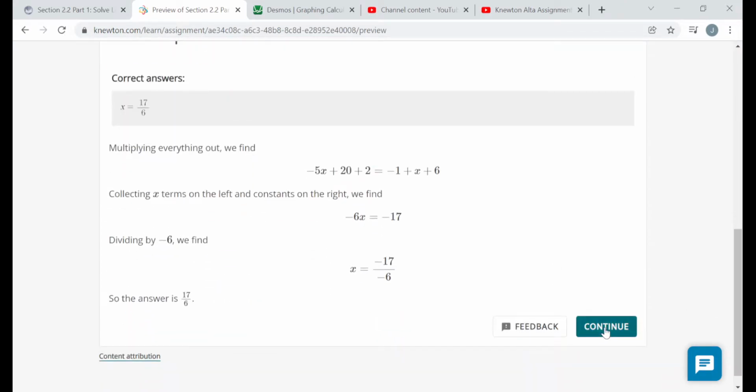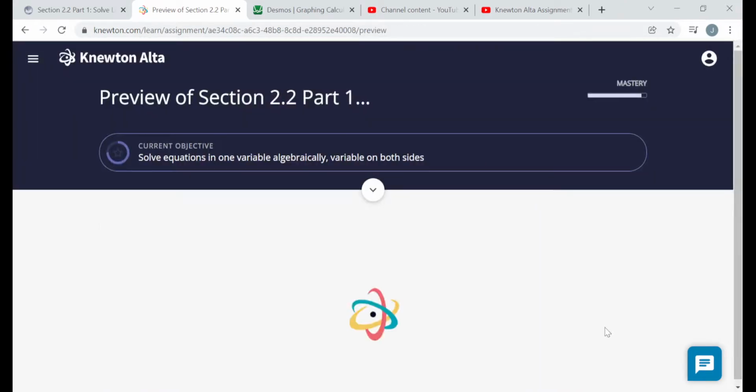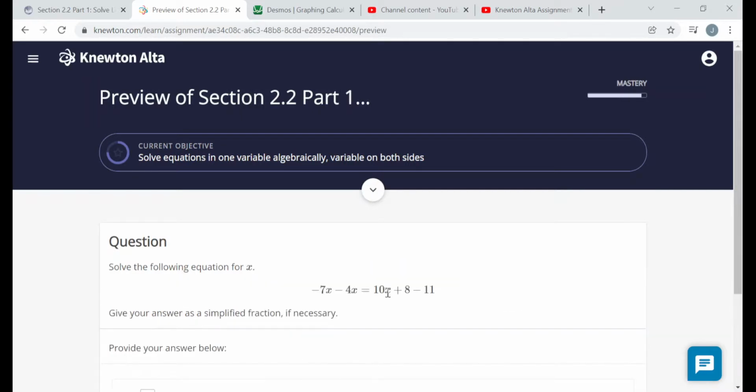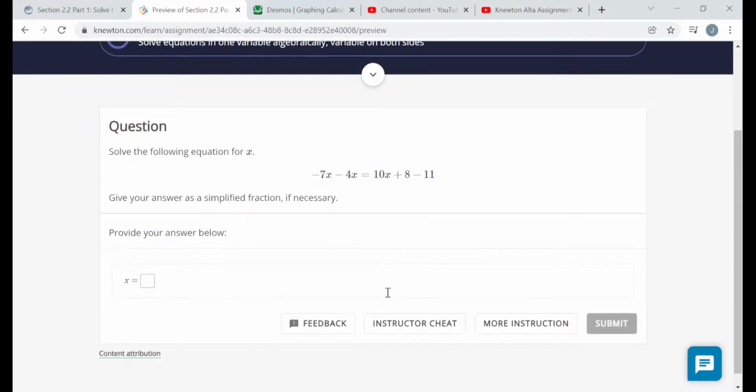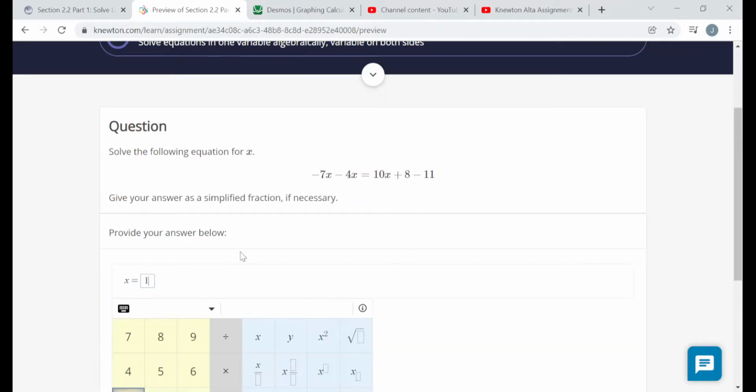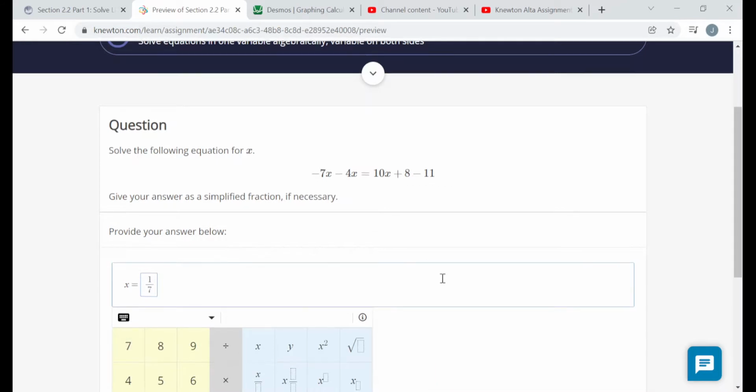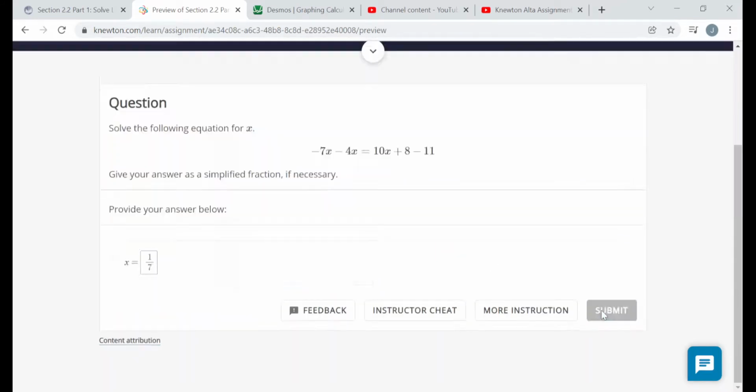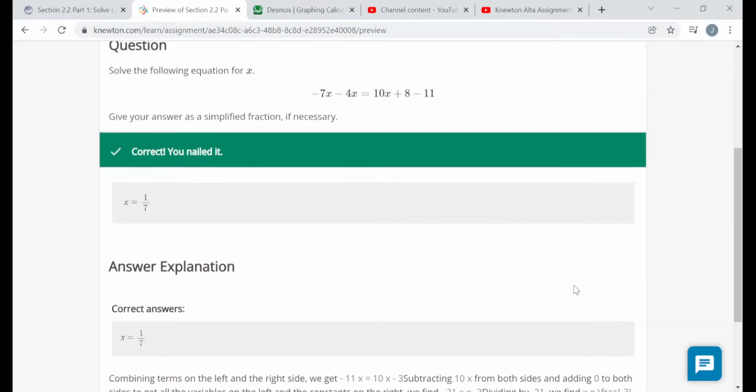Alright, I should have just one more. Alright, so again, now this one, I'm just going to say it. Alright, you have negative 11x. You subtract the 10x, that's negative 21x equals negative 3. Divide by negative 21. Negative 3 divided by negative 21 would be positive 1/7. And you can check that solution if you wish, but positive 1/7. And again, please read through the answer explanations when you're done.